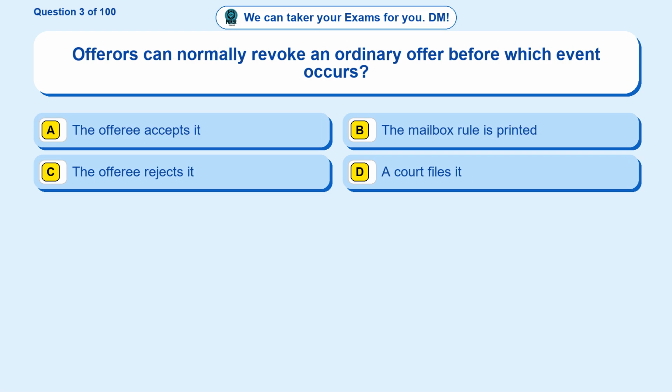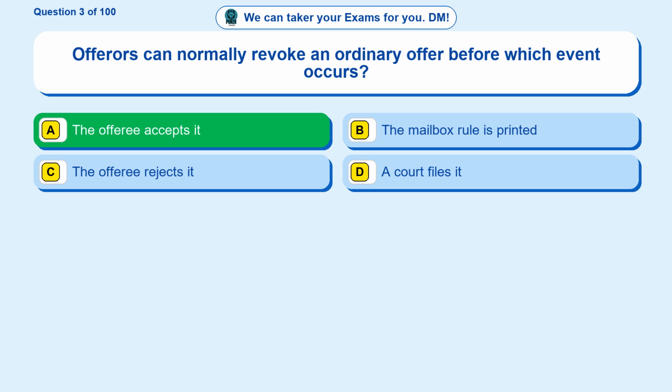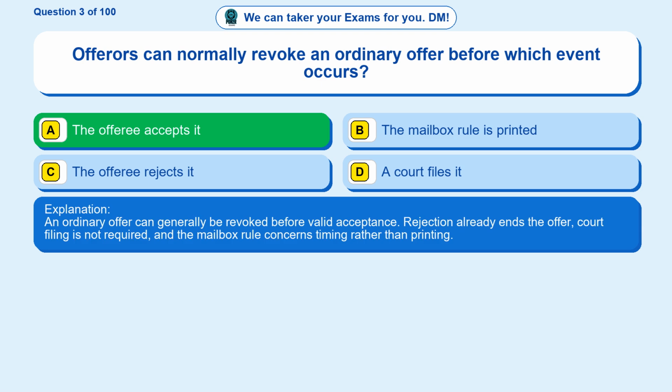Question 3. Offerors can normally revoke an ordinary offer before which event occurs? Option A. The offeree accepts it. Option B. The mailbox rule is printed. Option C. The offeree rejects it. Option D. A court files it. The correct answer is option A. The offeree accepts it. An ordinary offer can generally be revoked before valid acceptance. Rejection already ends the offer, court filing is not required, and the mailbox rule concerns timing rather than printing.